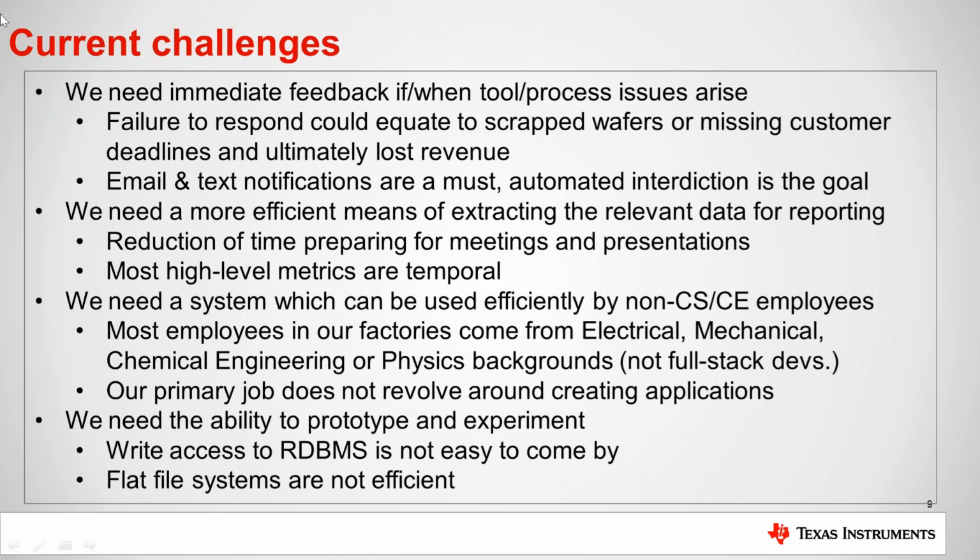Some of our current challenges, let me see. Like I already spoke to, we need immediate feedback if something's happening, because it could be catastrophic. We can miss customer deadlines, we could scrap hundreds of thousands of dollars of material, and obviously we'd be discussing that in meeting rooms for quite a while after. So the ability to get email notifications or text notifications or any of that, and to be able to automate, is very powerful.